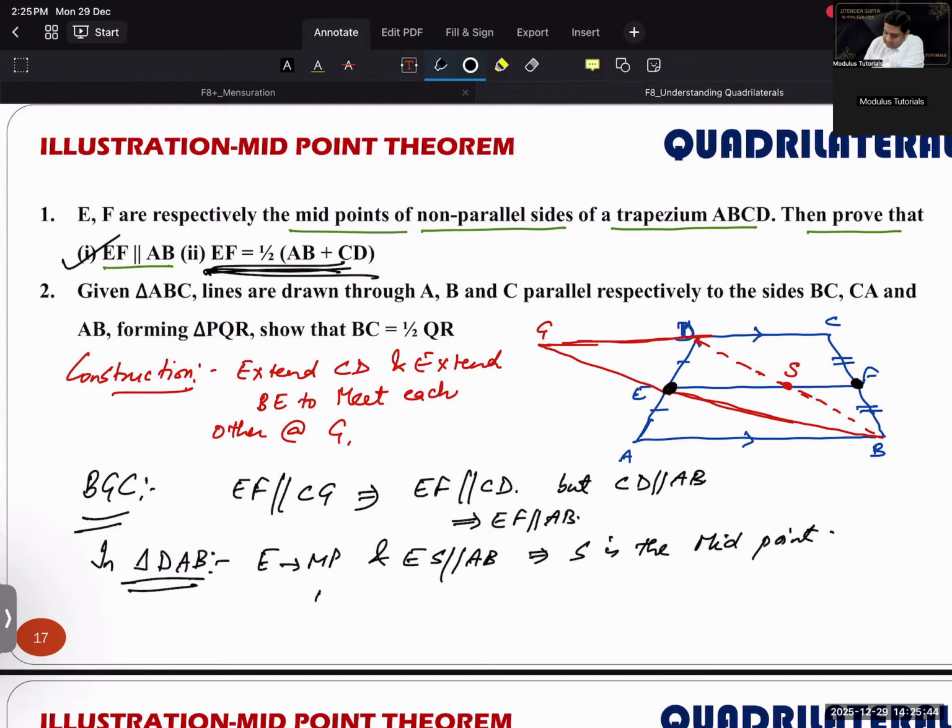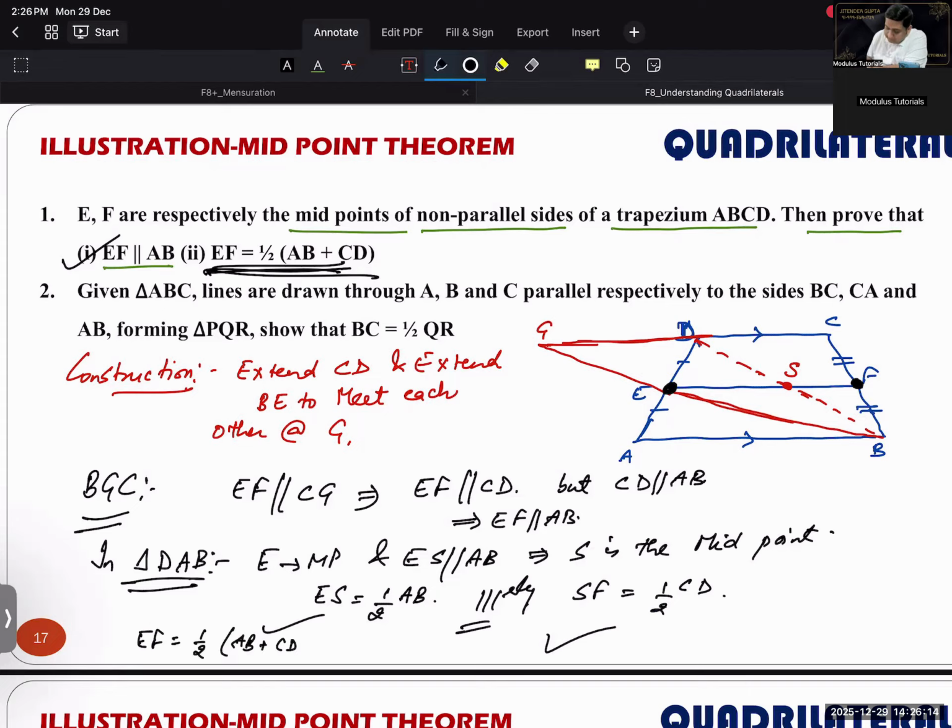So we can say ES will be half of AB. Right? It was already parallel. S is the midpoint, so ES will be half of AB. Similarly, SF will be half of CD. Got it? Add them. You'll get the answer. ES plus SF is EF. EF is half of AB plus CD.